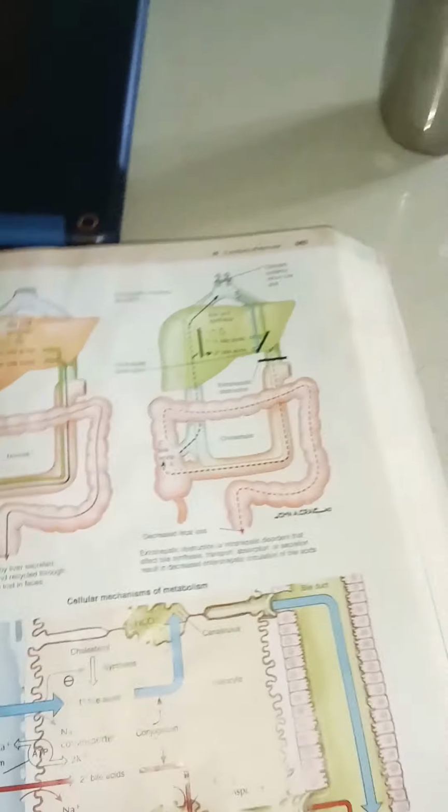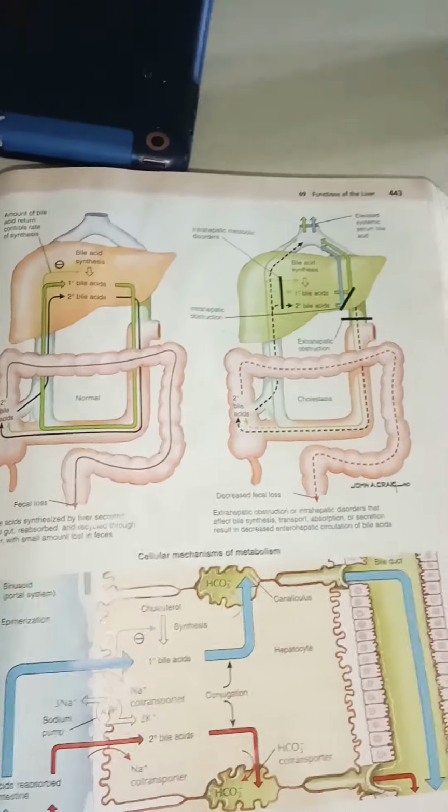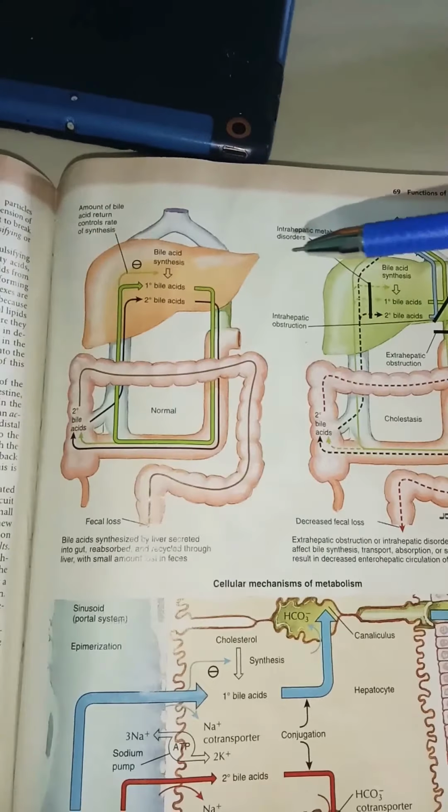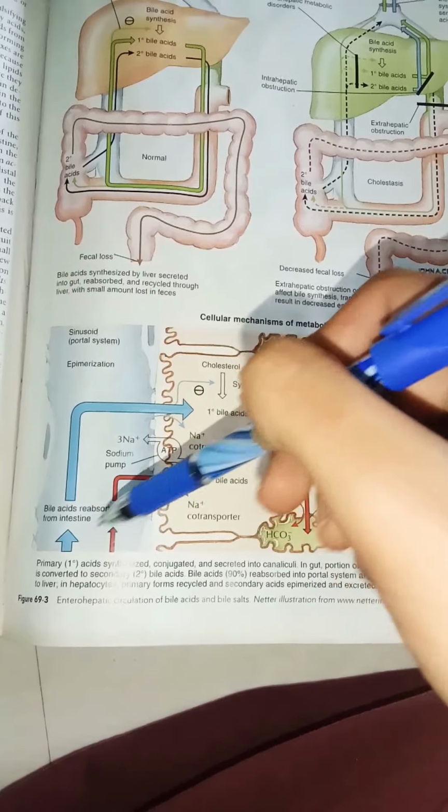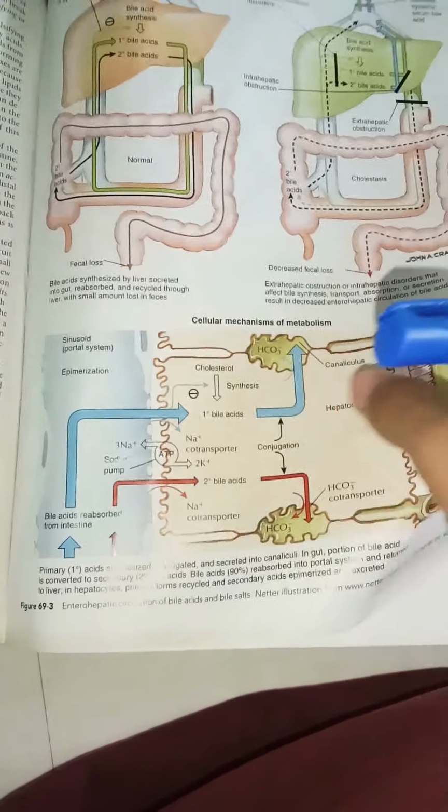And here we have the cellular mechanism of metabolism, and here we have how the primary and secondary bile acids are formed and how they are traveling. Bile acid synthesis: the amount of bile acid returned controls the rate of synthesis. You can see intrahepatic metabolic disorders, intrahepatic obstruction. So in different conditions how it is going on. And you can see how from the canaliculi the bile is getting released, the synthesis process, all this. Bile acids are reabsorbed from the intestine. Here you can see the intrahepatic circulation diagram.